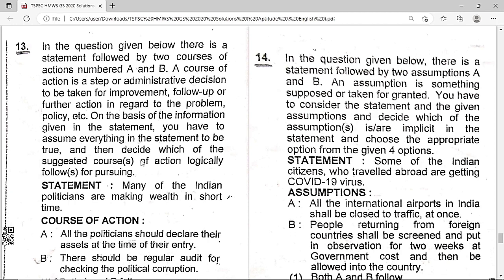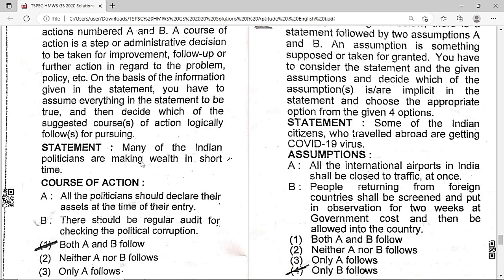So what is the statement they have given? Many of the Indian politicians are making wealth in a short time. What is the meaning of this? See, many of the Indian politicians are making wealth in a very short time. Yes, it is proven. Generally it is happening everywhere. So Indian politicians are making wealth in a very short amount of time. They are becoming very rich. So this is the statement they have given.